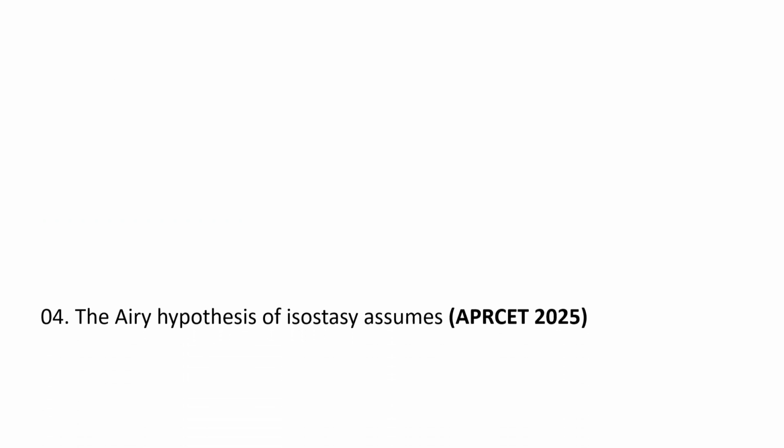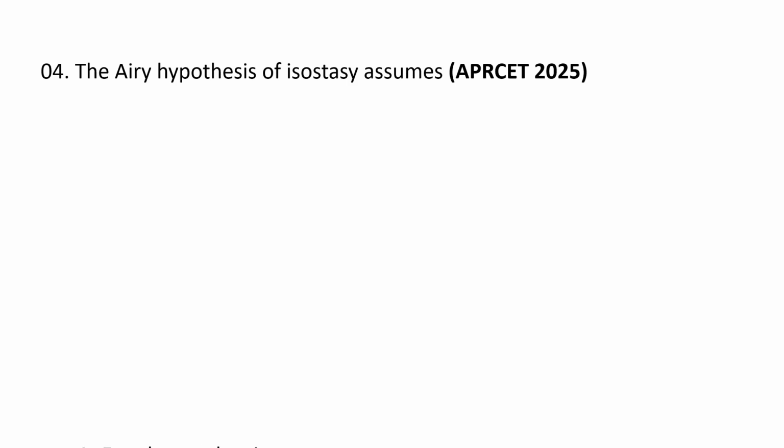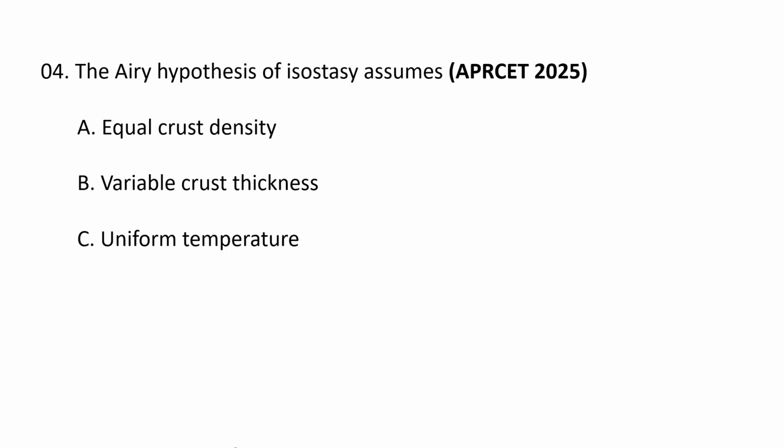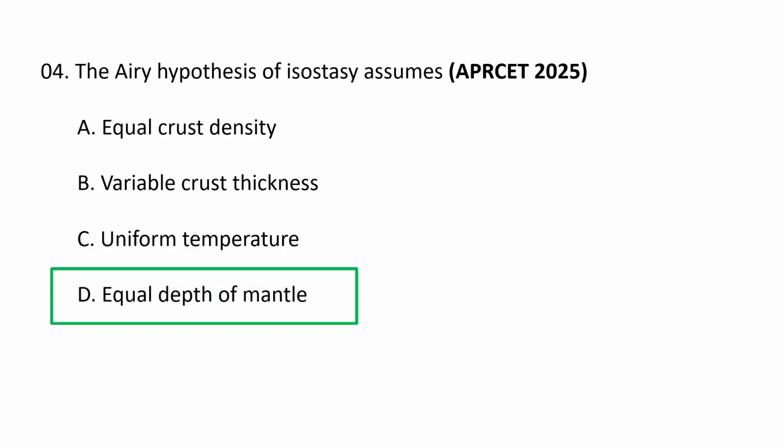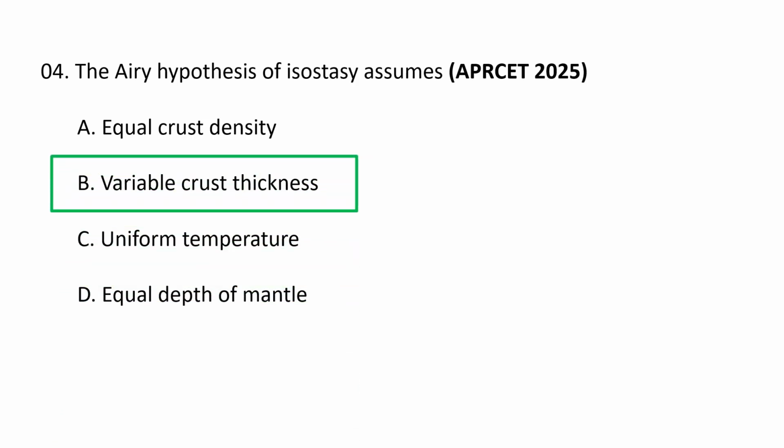Next question. The Airy hypothesis of isostasy assumes A. Equal crust density, B. Variable crust thickness, C. Uniform temperature, D. Equal depth of mantle. The Airy hypothesis of isostasy assumes variable crust thickness. In this model, the Earth's crust has a uniform density but different topographic heights which are compensated by varying the depth of the crust-mantle interface or MOHO. So the Airy hypothesis of isostasy assumes variable crust thickness. B is the correct option.